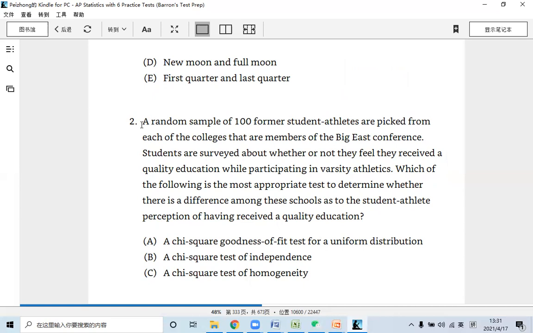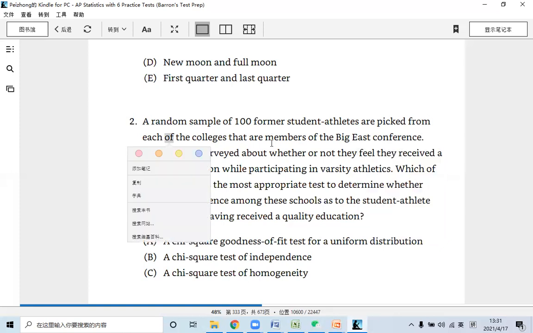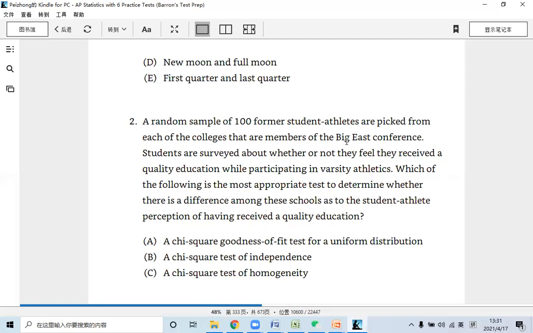Look at question 2. A random sample of 100 former student athletes. So you have one sample, 100 former student athletes, picked from each college that is a member of the Big East Conference. You have one sample from each college. So how many samples do you have? We don't know how many, but you have independent samples.